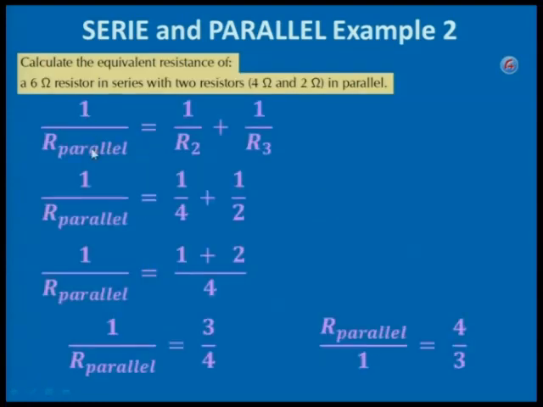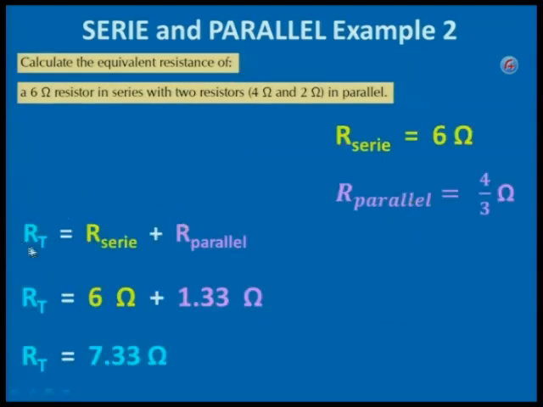So 1 over R parallel is 1 over R2 plus 1 over R3. R2 is 4 ohms, R3 is 2 ohms. So we substitute the numbers. Now we have to add these two fractions. So you put them over 4, which then gives you 1 plus 2. 1 over R parallel is then 3 over 4. But we want R parallel. Therefore, we have to switch the fractions top to bottom. R parallel is then 4 over 3.